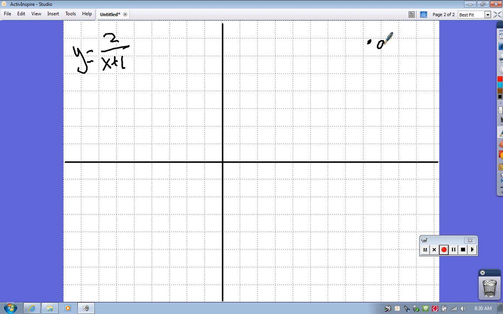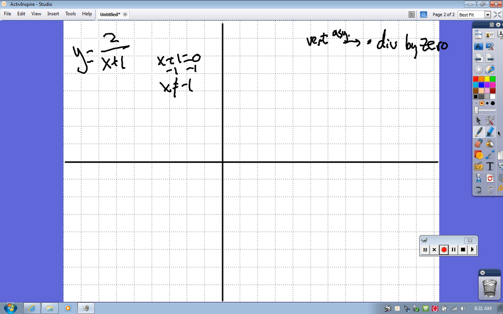The first one is I can't divide by 0. If there is a spot where I divide by 0, that's going to give me one of my vertical asymptotes. So the way I can check if I'm dividing by 0 is just take that denominator, set it equal to 0, and solve it. So subtract 1 from both sides. X is -1. So when x is -1, that makes this 0. So if I can't divide by 0, x cannot be -1.